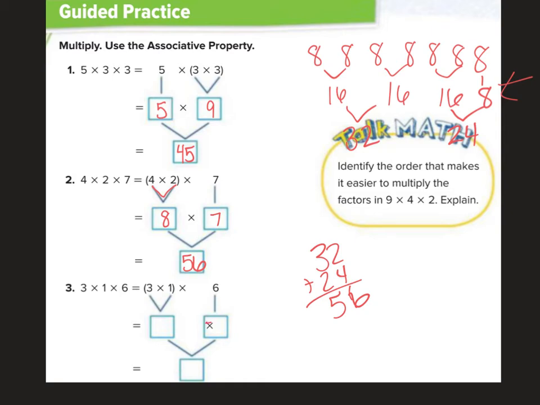This x, this multiplying sign, is supposed to be there, so let's just scooch it. Okay, here we're doing 3 times 1 times 6. So if I do 3 times 1, that's 3. And bring down my 6. 3 groups of 6. So 6, 6, 6. 12 and 6 makes 18. And there we have it. Let's keep practicing.